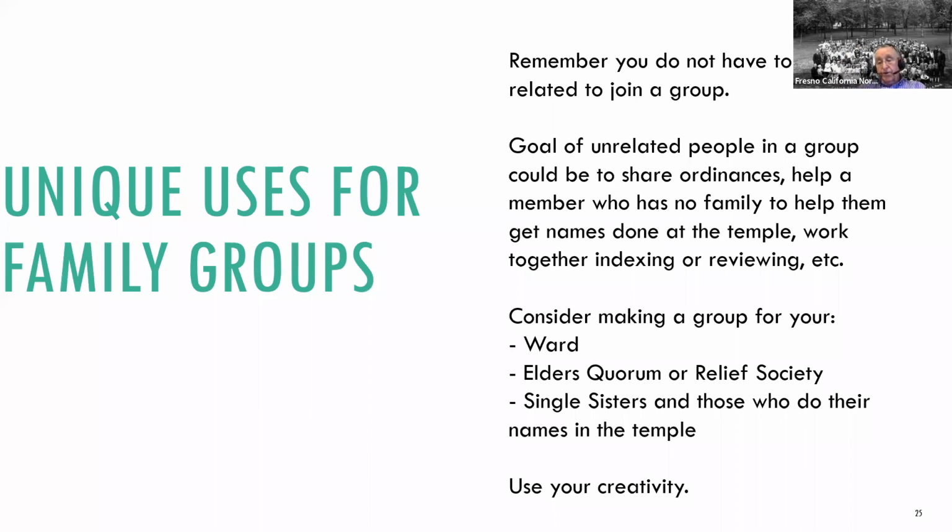I know there's wards that have the 1950 census group. And so they've created a group like that so that they can work together and compare notes and tell each other how many they've done and stuff like that. So there's all kinds of different ways this can be used. And that's perfectly okay. It says family groups, but it just means, you know, like-minded people groups when you get right down to it.